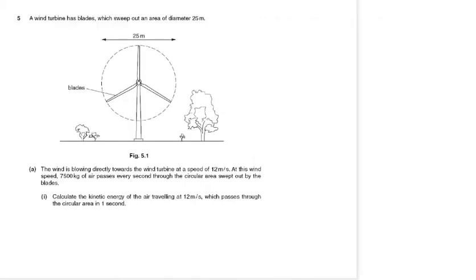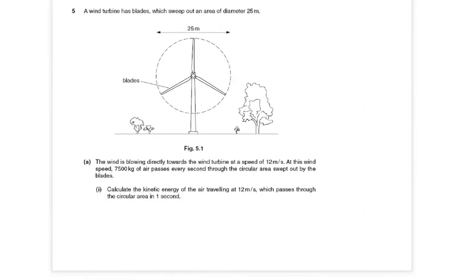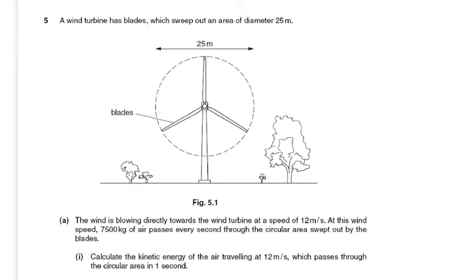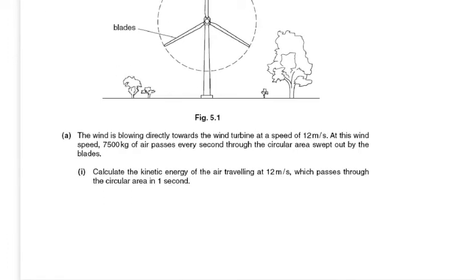All right, now we have some calculation to do. We're going to calculate with kinetic energy, and then we're going to do a quick calculation also with potential energy. What we have here is a wind turbine, and we're told the area of the wind turbine doesn't actually matter. They tell us, but it doesn't matter for the problem. We're told the wind is blowing towards the turbine at a speed of 12 meters per second.